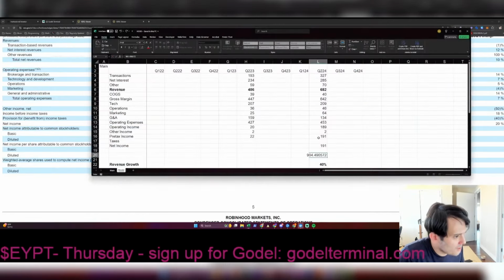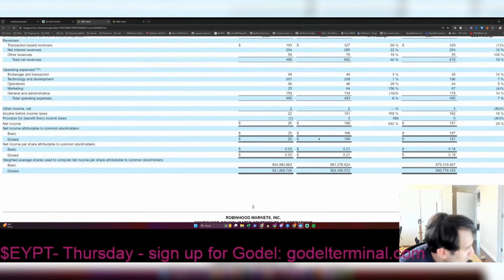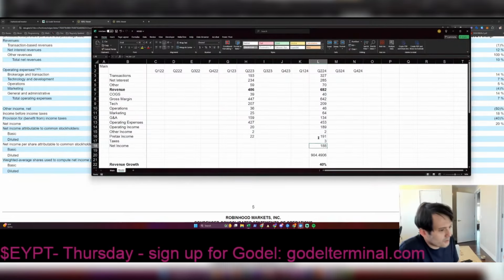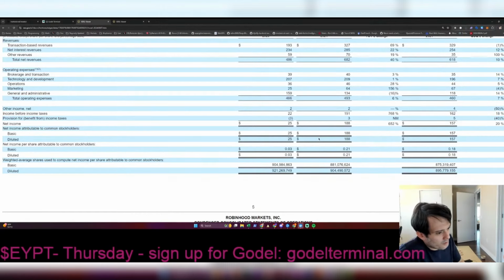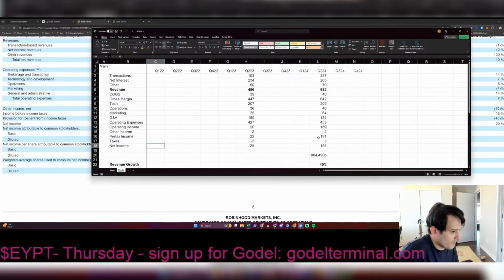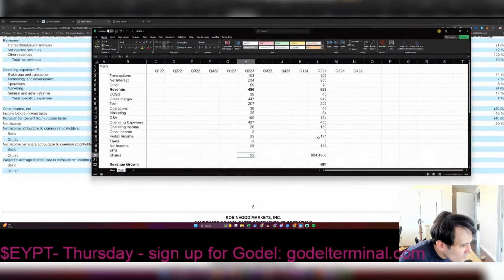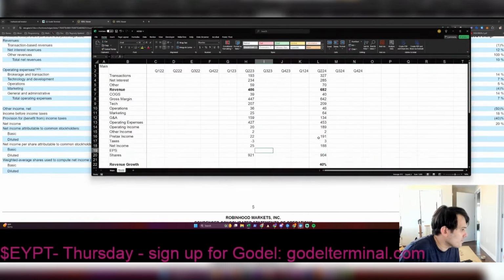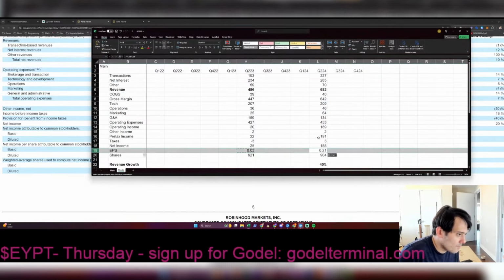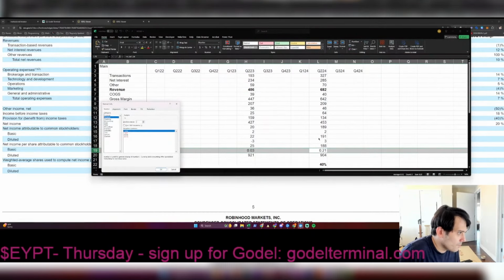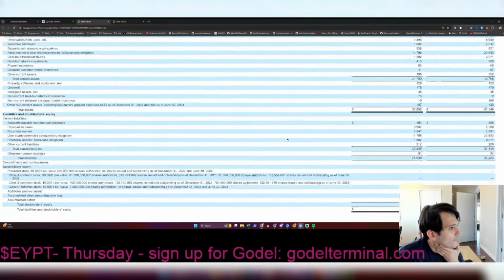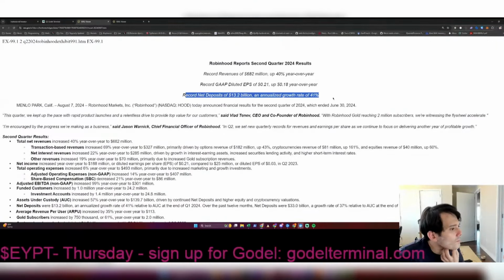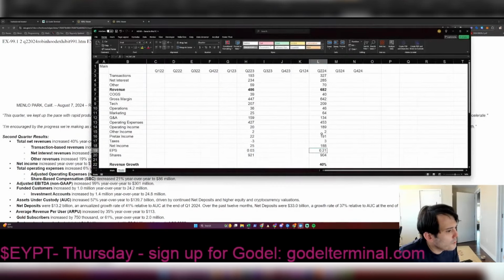I think I'm still doing them backwards. Most companies do the balance, do the columns the other order around. Anyway, I think we got this. Wow. Wonder what their AUM is.